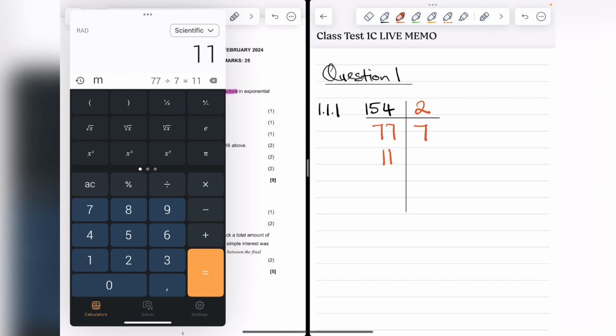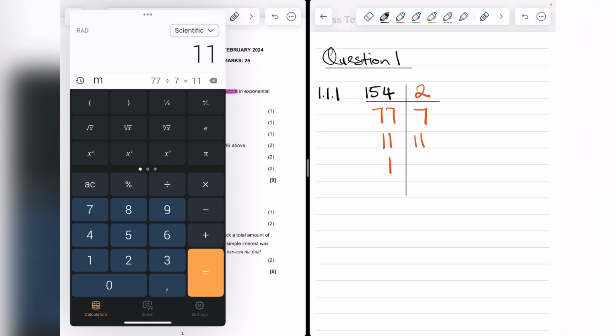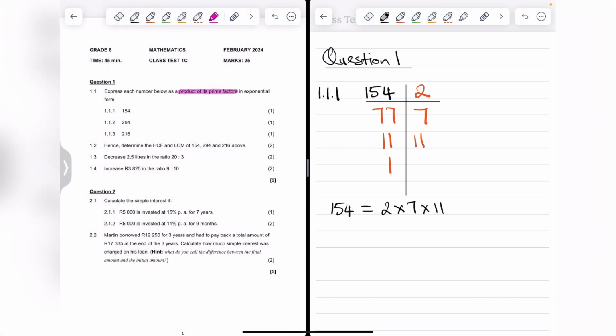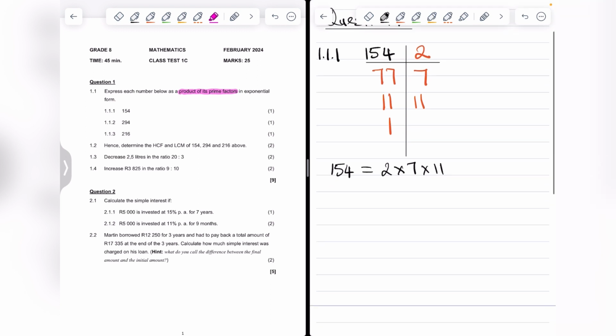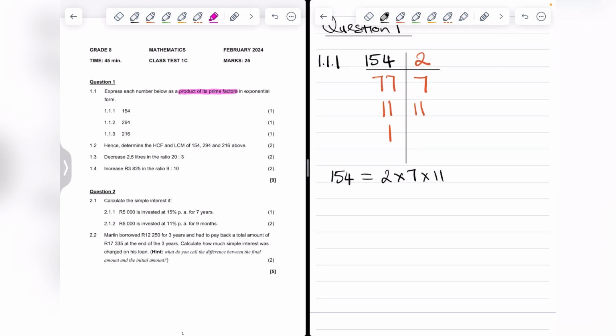The smallest prime number that can go into 11 is 11, and that gives 1. So 154 can be written as 2 times 7 times 11. In other words, the prime factors are all on the right there. Have we answered question 1.1? Yes, we have. So we can move on to 1.1.2.